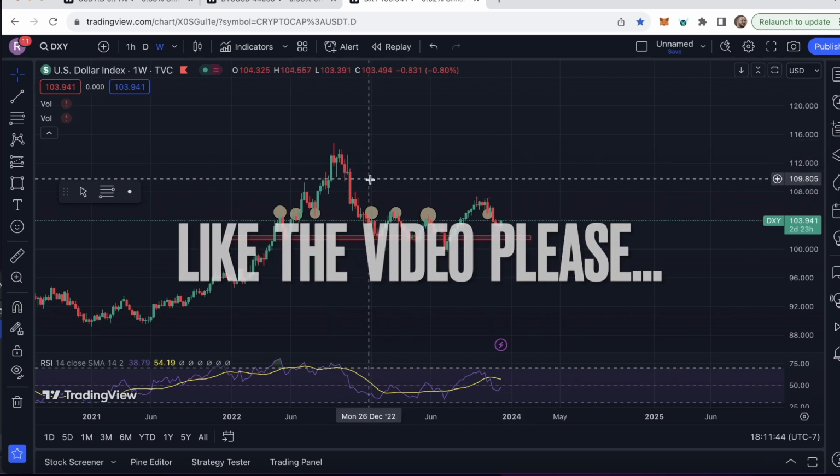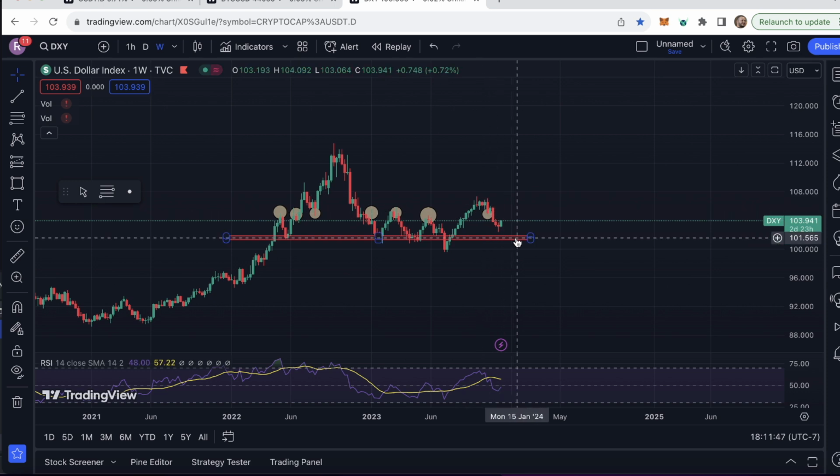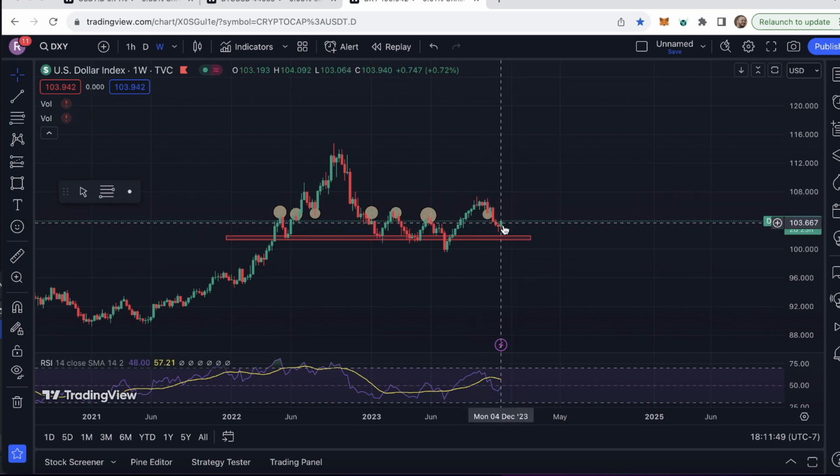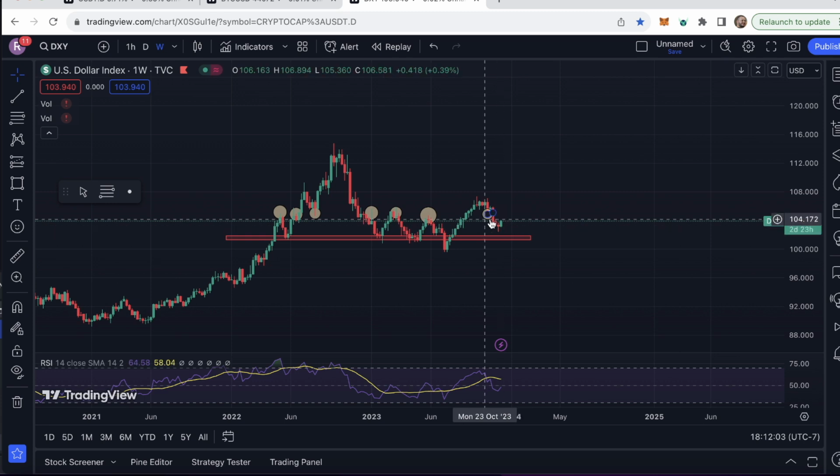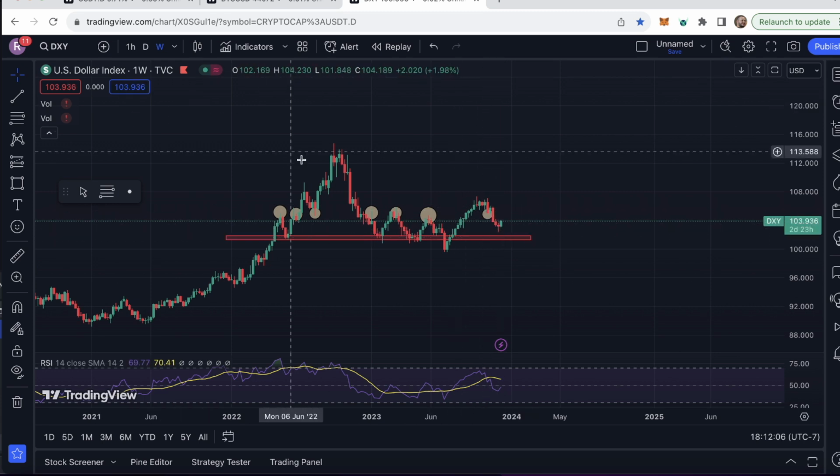So the reason that we've been seeing Bitcoin and other assets going up is because of this. Once this dollar index finds a support in here, and if it starts going back up, we will see Bitcoin crashing. So make sure to watch this chart too.